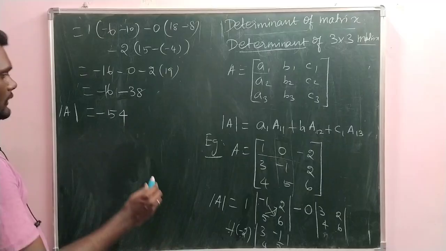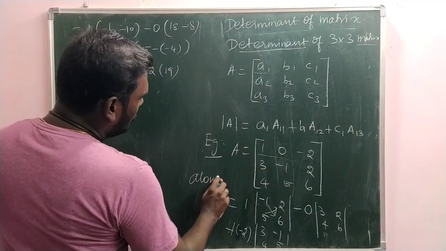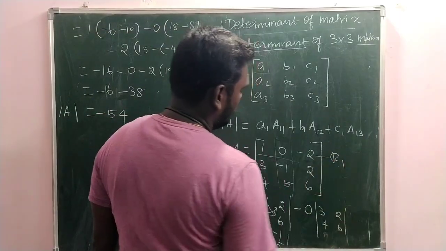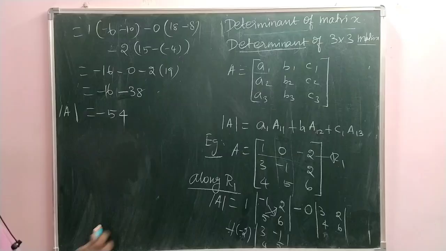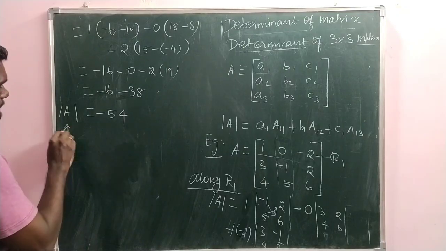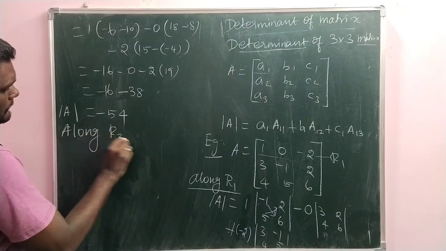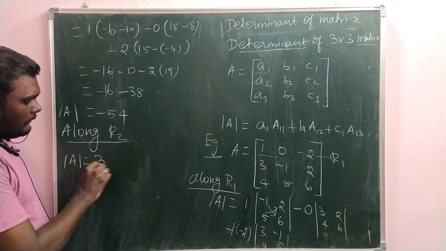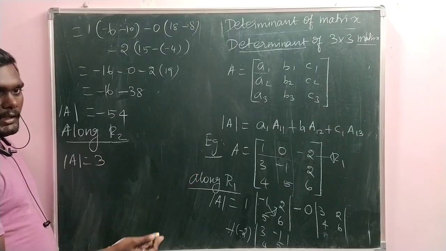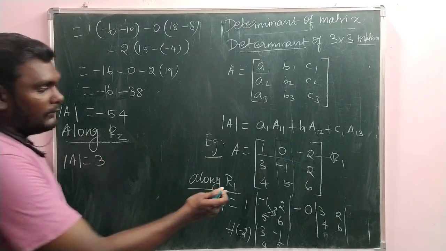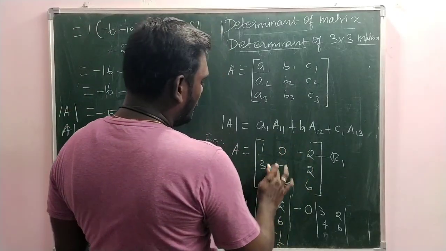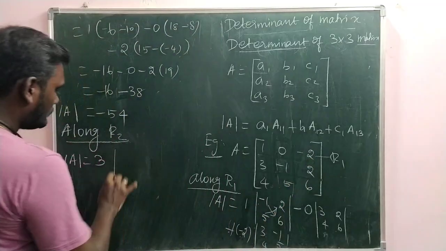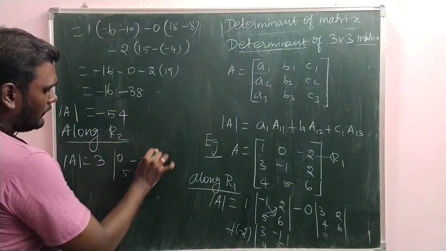Okay, now along any one row or one column is enough. I am taking it along the first row, row 1. So this is R1. Like along R2 we will take. Along R2 means the determinant value should still come the same. First element 3 into the cofactor of this 3. Leaving the row and the column where 3 belongs, this row and this column will be left. So 0 minus 2, 5 6.